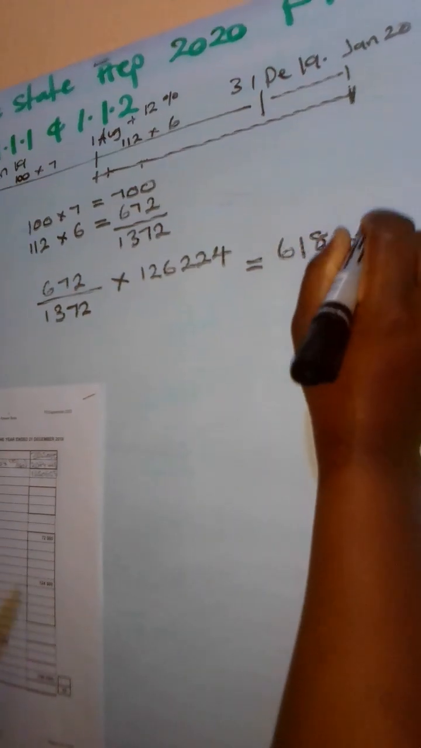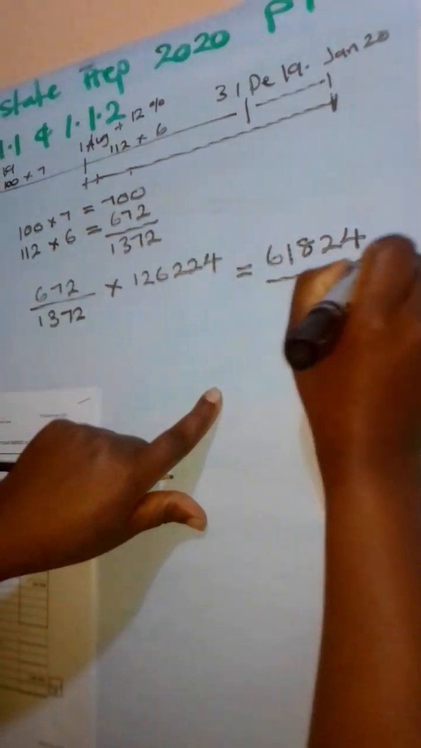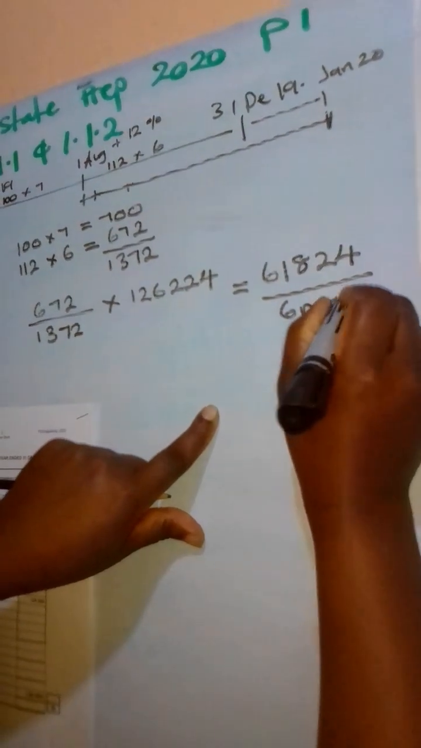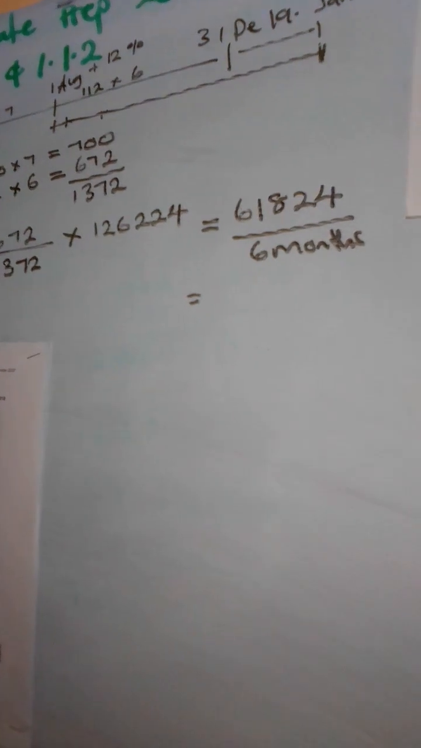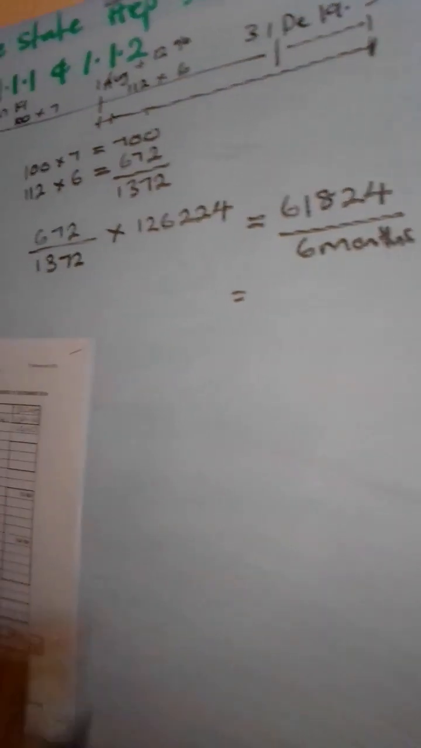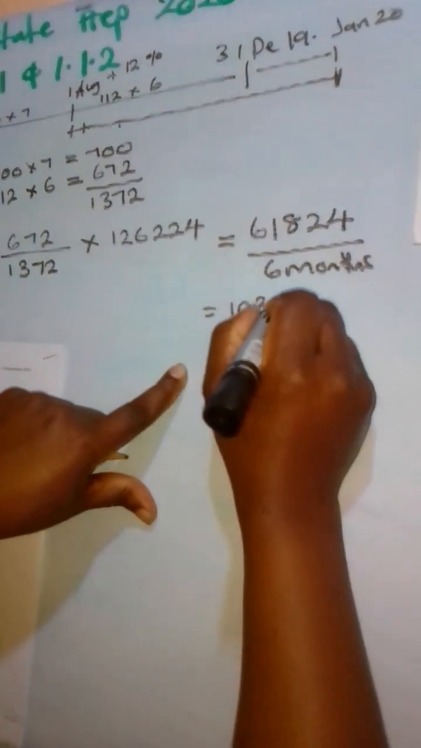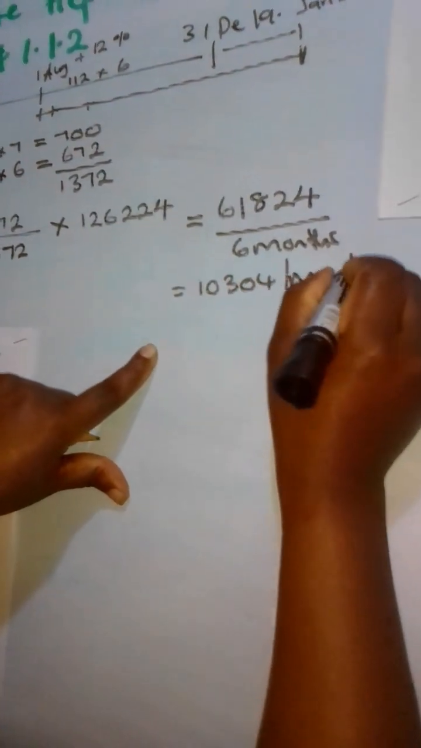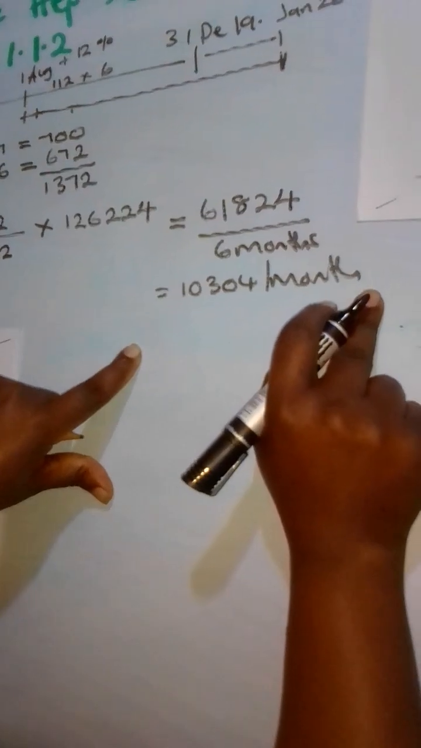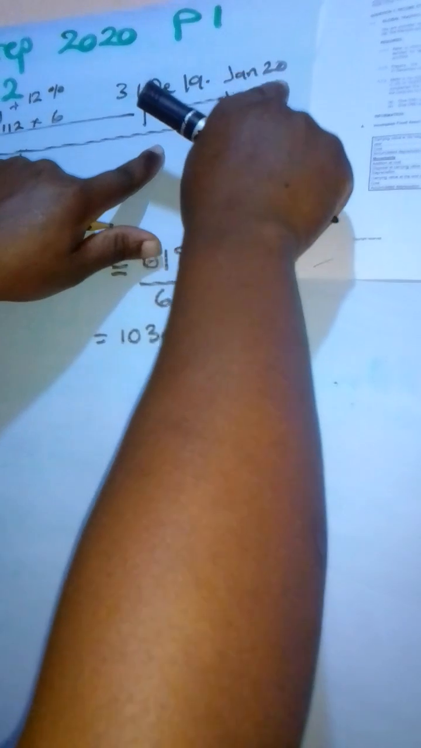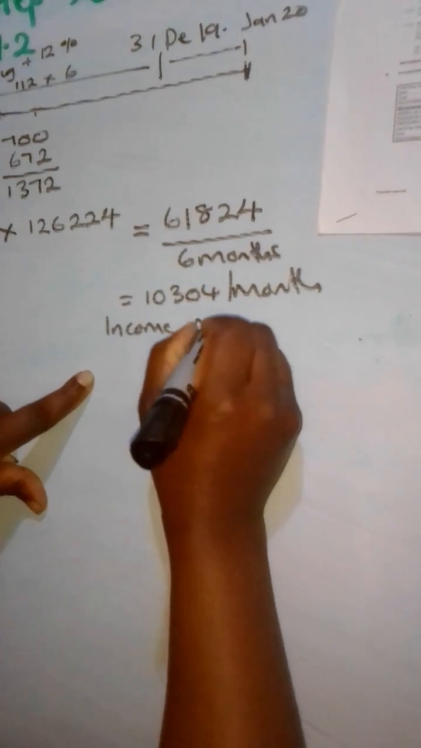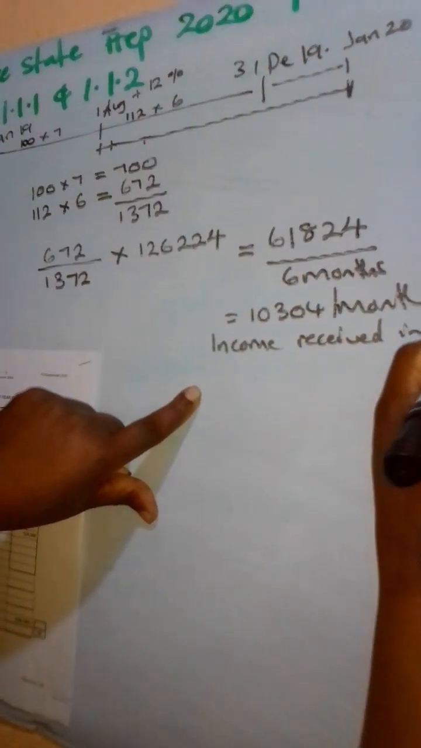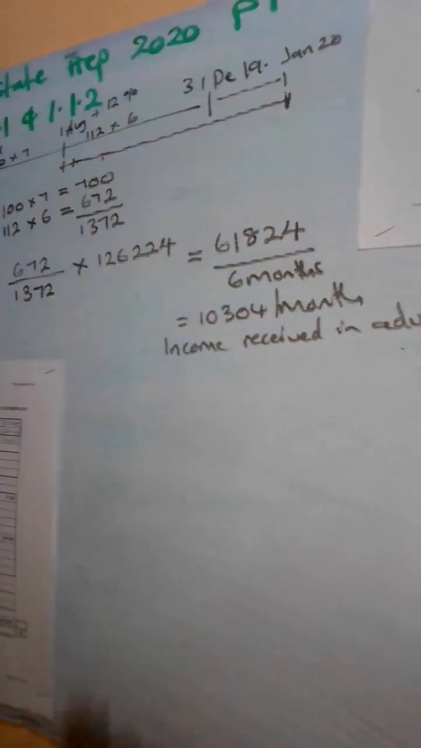This money is for how many months? For 6 months. So we divide by 6 months to get the money per month, and we are left with 10,304 per month. This is the new rent with the increment, which is also part of the rent that was received in January, which is the income received in advance. Our income received in advance is 10,304.